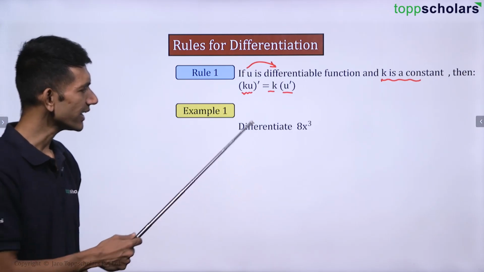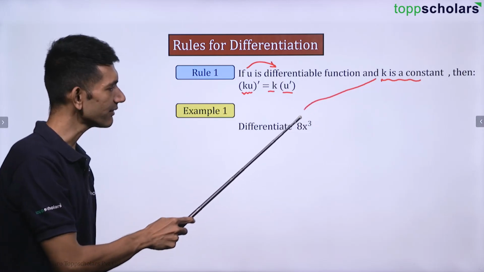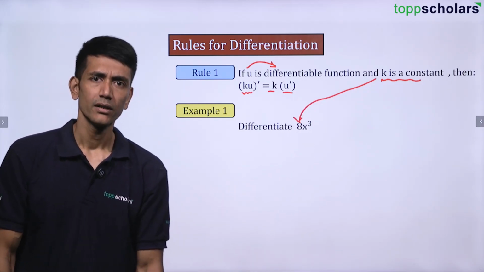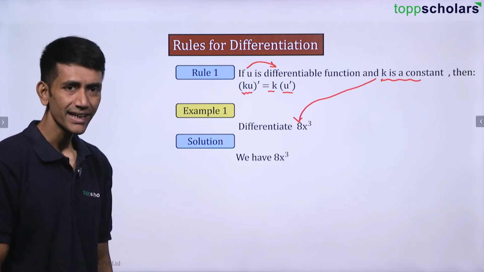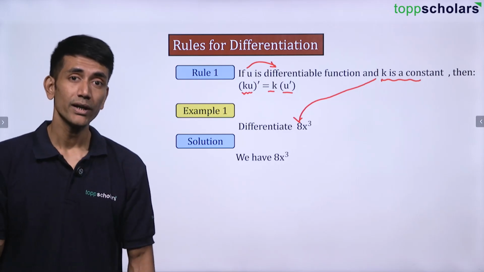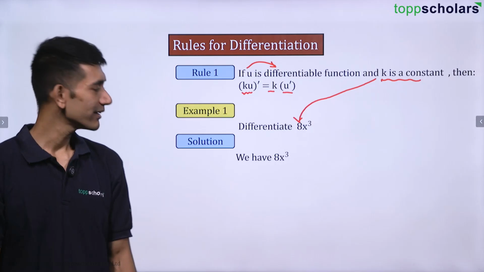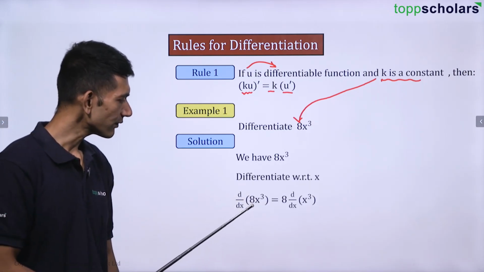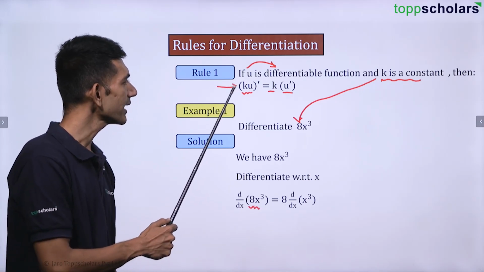So differentiate 8x cube. So what is k here? Your k is 8. Keep it aside. Don't do anything with it. Just focus on x cube. Correct? So we have 8x cube. X cube looks like x raised to n. X raised to n is n x raised to n minus 1, isn't it? So we'll differentiate with respect to x. d by dx of 8x cube.